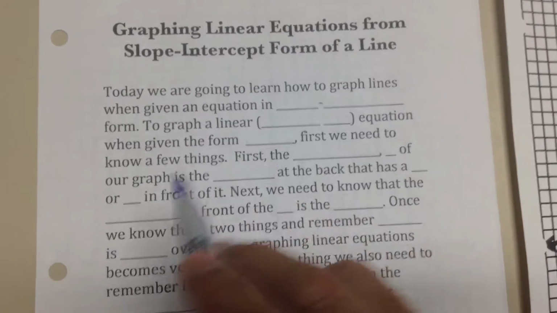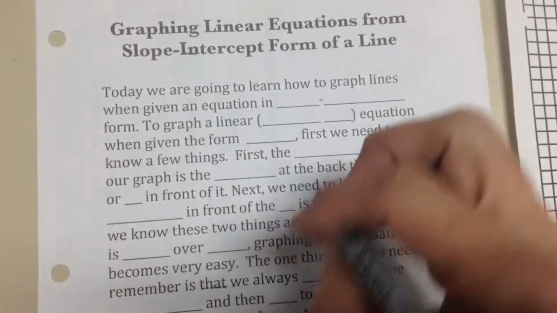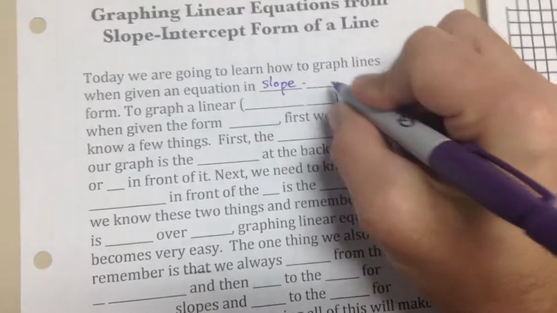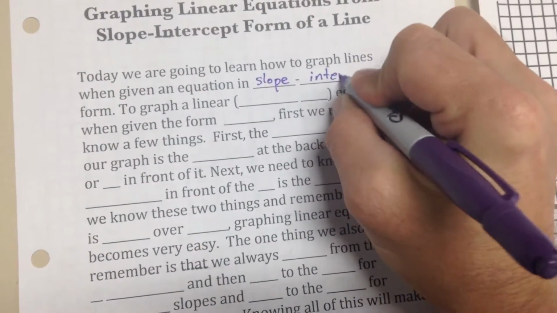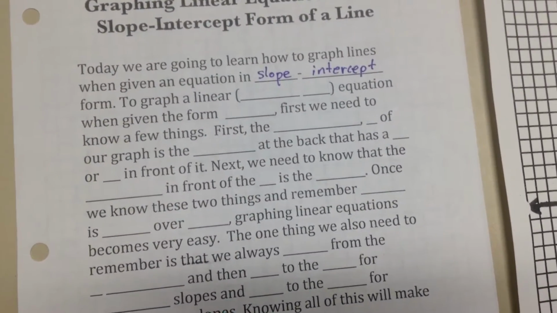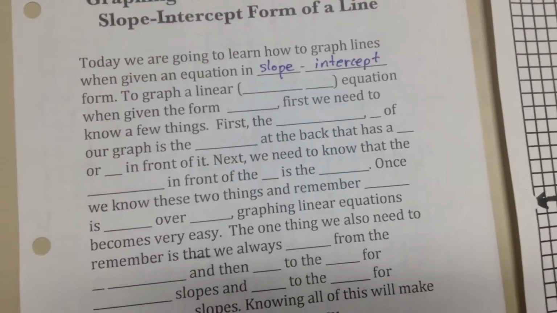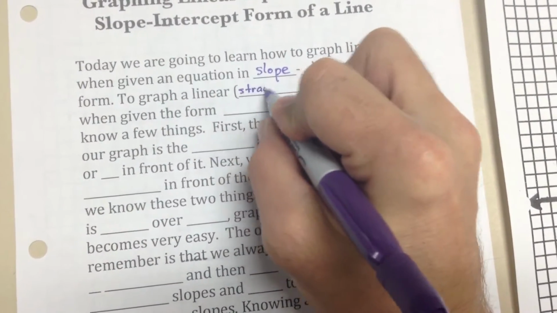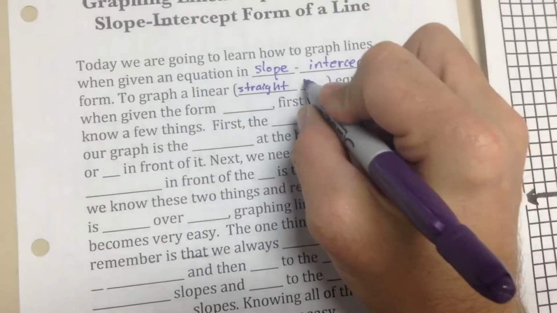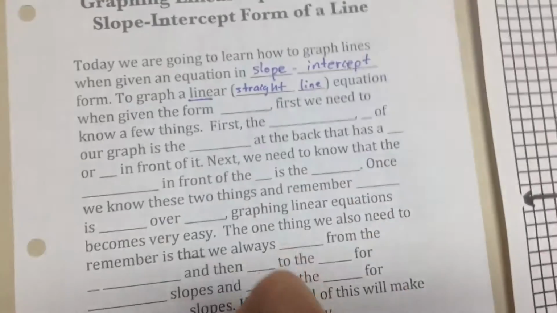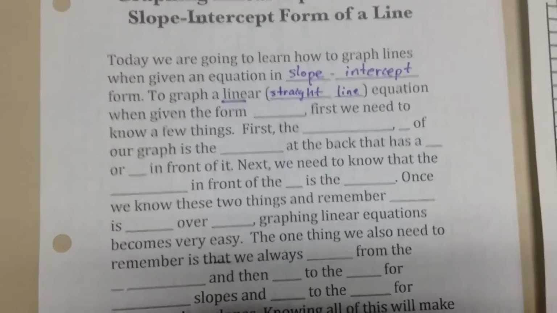So, as it says, today we're going to learn how to graph lines when given an equation in slope-intercept form. We'll talk about that in a minute. To graph a linear, and again, we're writing down what linear means just so you remember, it means straight line, and you actually see the word line in there. Make sure you underline that.